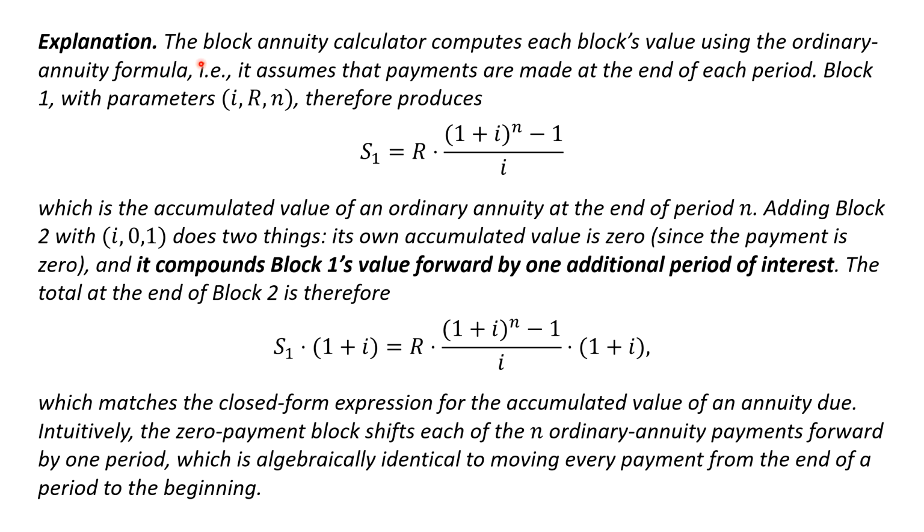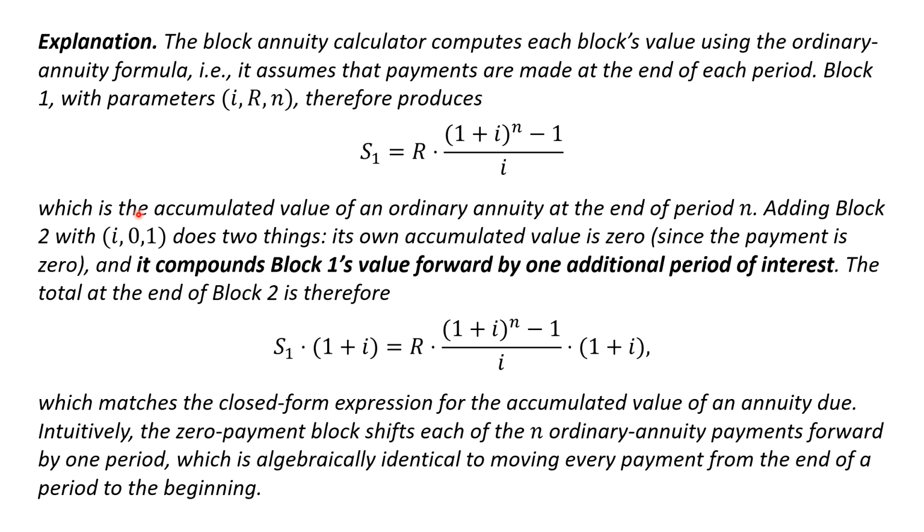Here's the explanation. The block annuity calculator computes each block's value using the ordinary annuity formula. It assumes that the payments are made at the end of each period. Block 1 with parameters I, R, and N, this is the first row in our CSV file, therefore produces this value, S sub 1, the sub 1 here just referring to the first block. And so this value here is the accumulated value of an ordinary annuity, not an annuity due, at the end of period N.